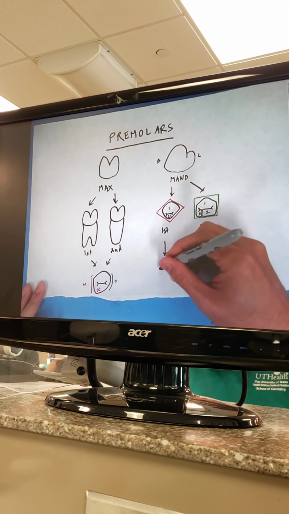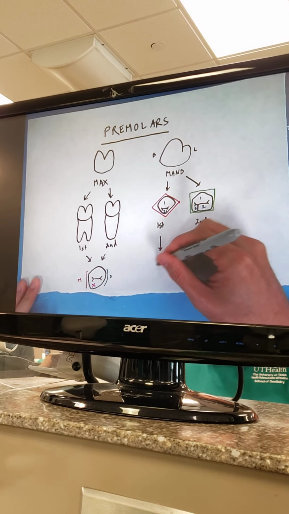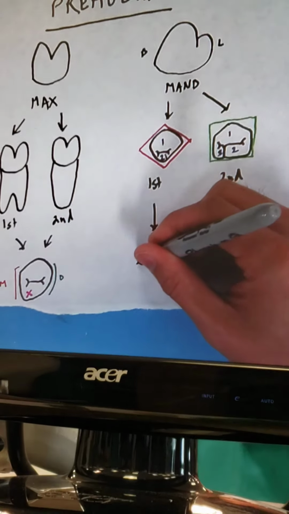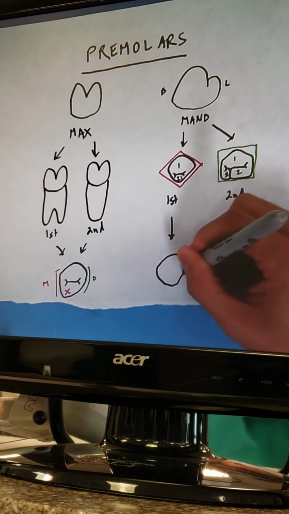So for the first, again, the occlusal view is the key. Hopefully I can do this. I get nervous every year. I'm exaggerating this. Okay.